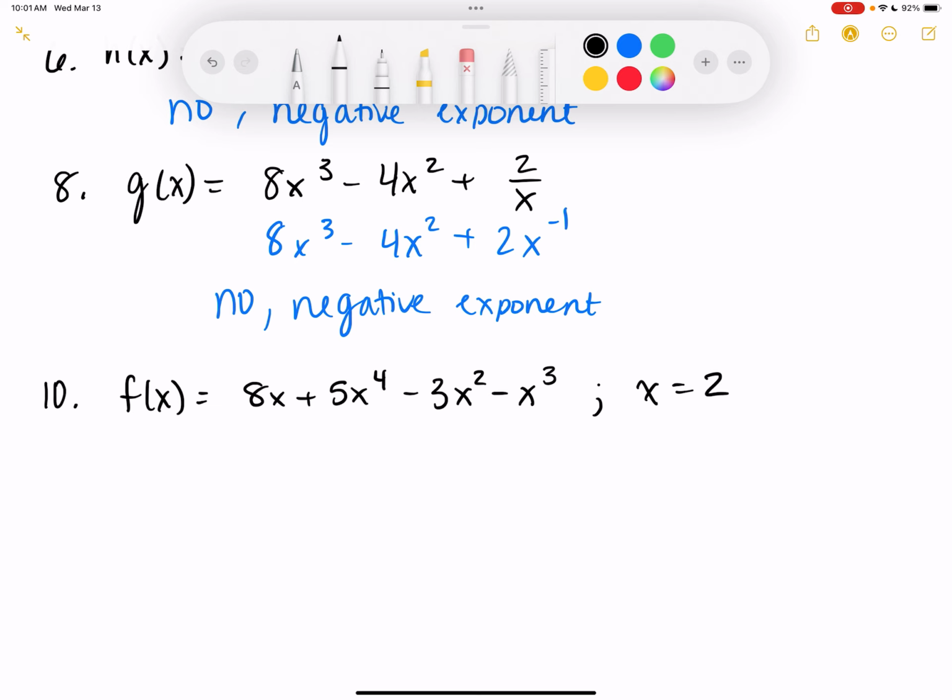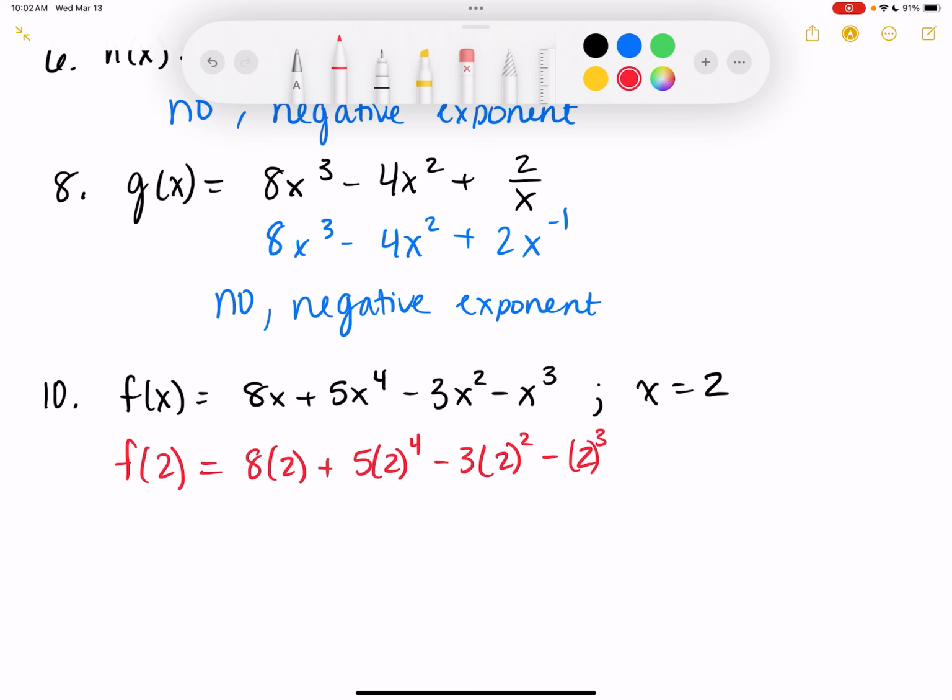So f of 2 is equal to 8 times 2 plus 5 times 2 to the fourth minus 3 times 2 squared minus 2 cubed. And because sometimes they give you a negative x value, that's why I'm putting the parentheses around there, even on the one that doesn't need it here, so I get in the habit, because people tend to mix up signs when they do these because of the negatives, which obviously this one's positive.